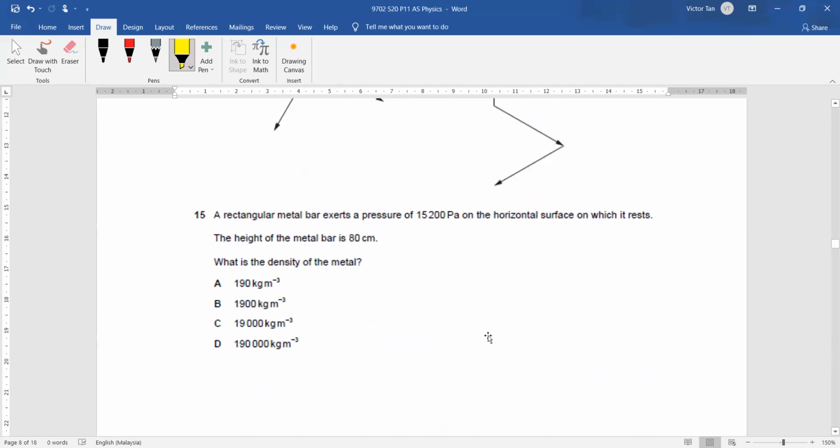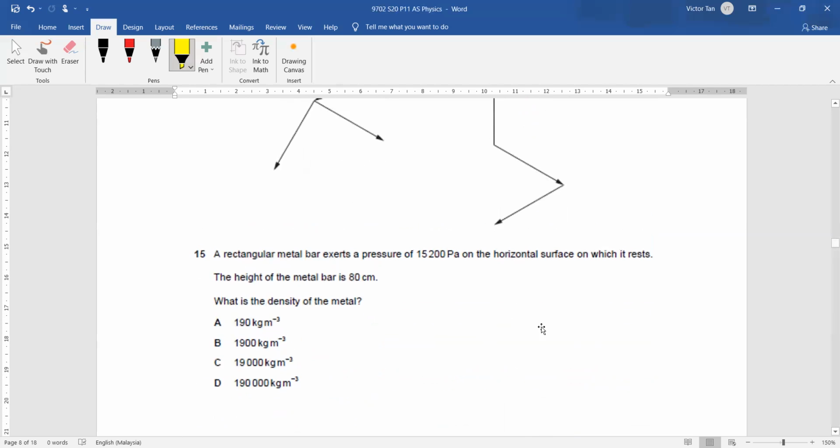A rectangular metal bar exerts a pressure of 15,200 Pascal on the horizontal surface on which it rests. The height of the metal bar is 80 cm. What is the density of the metal? You can use rho g h. So pressure is 15,200, rho times g times h. h is 0.8 times 9.81. Okay.